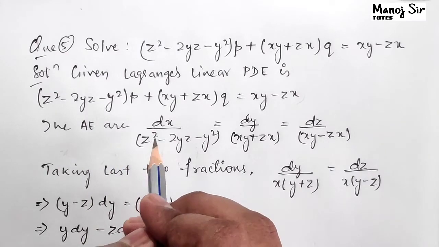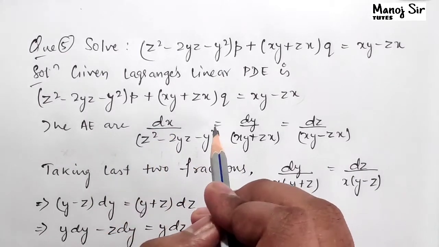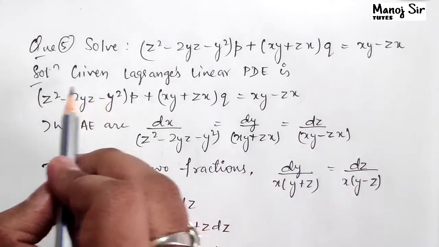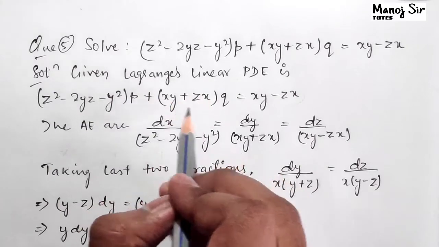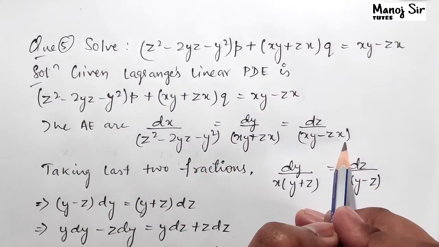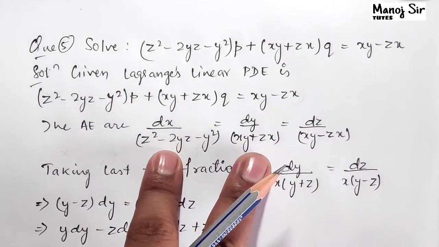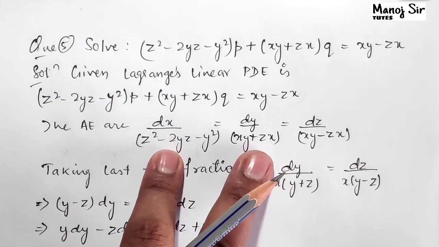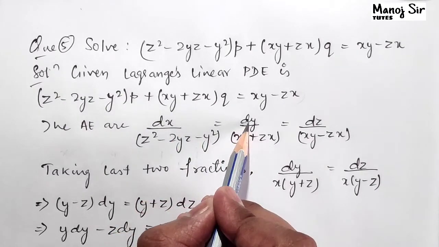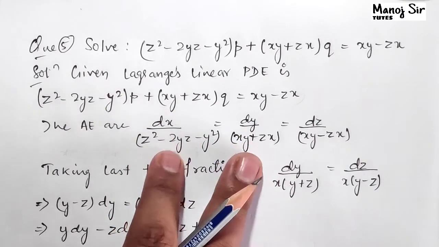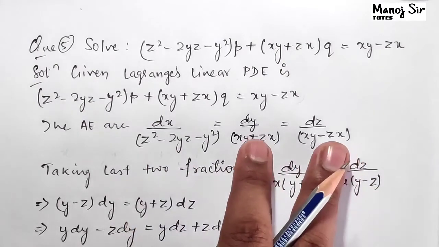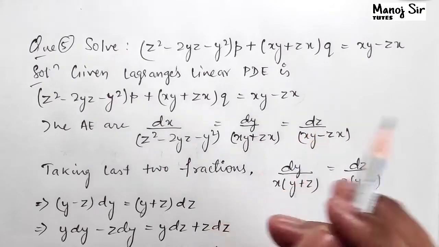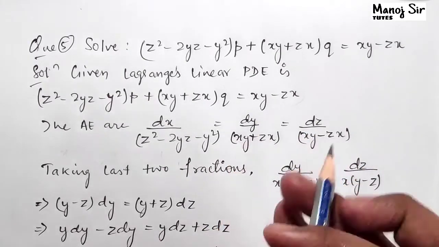So we need to write the auxiliary equations, or you can say subsidiary equations, that is dx upon capital P equals dy upon capital Q equals dz upon capital R. This is capital P, this is capital Q, and this is capital R. Now if you take the first two fractions to get the value of u, we cannot eliminate z. Here we have dx and here we have dy, so we need to eliminate z, but we cannot. Now if you come to the last two fractions, here we have dy, here we have dz, so we need to eliminate x.